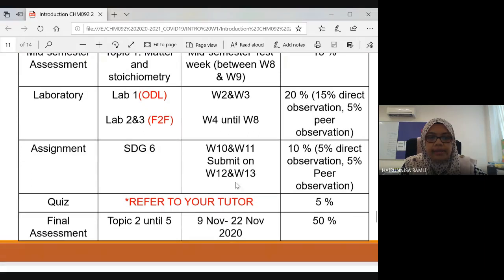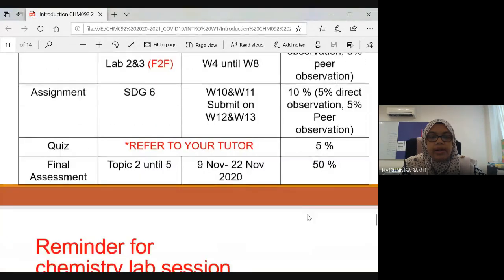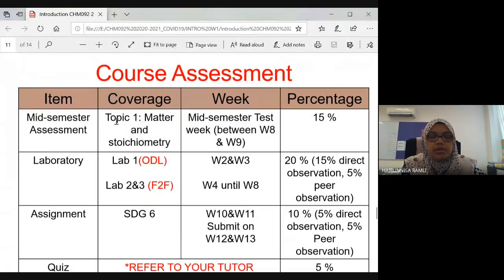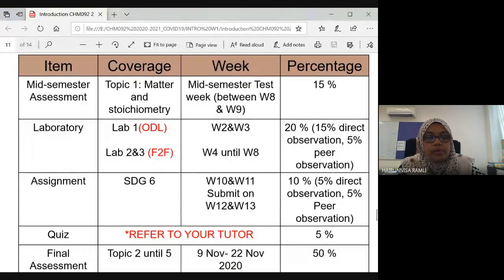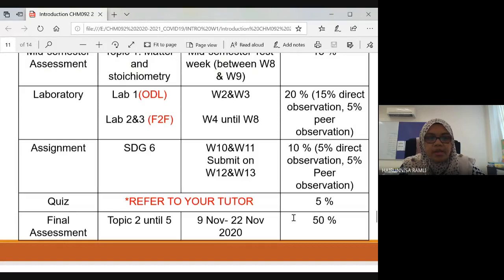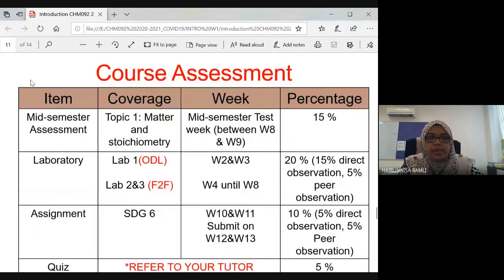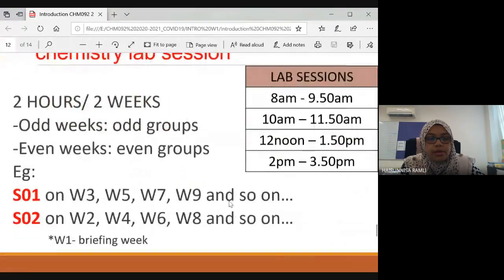Okay, later I can explain in detail about the assignment 10% and then the quiz 5%. And then you have the final assessment from topic 2 until topic 5. Okay, banyak eh. So the total is 50%. So that's why I really want you to score on this. Maksudnya awal-awal ni jangan main-main lah. Terus score for this item, so at least you dah pegang this mark. Because we do not know, maybe the final assessment is difficult for you, so at least you have scored some part of your assessment. Okay.